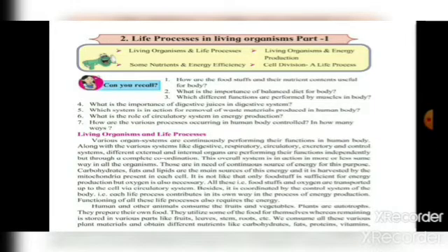Now let us go through the living organisms and life processes. There are different systems in the human body. They function in coordination with each other. For this action, they need a constant supply of energy. Carbohydrates, fats, and lipids in the diet provide energy to the body. The mitochondria present in the cytoplasm of the cell synthesize the energy by utilizing these nutrients.